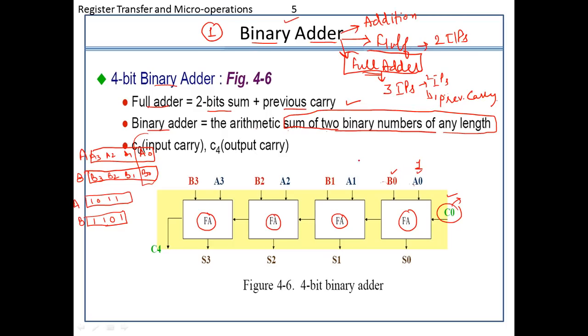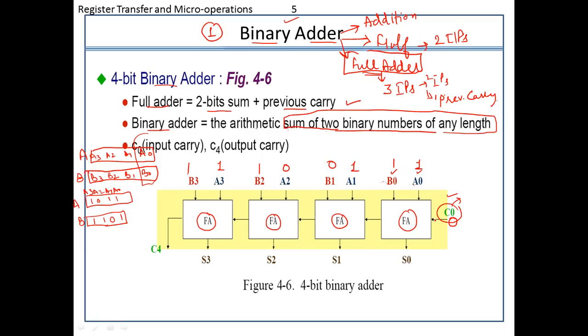The value of A0 will be 1, A1 is also 1, A2 is 0, and A3 is 1, because we always consider the value like this: A0, A1, A2, and A3, right? Similarly, for this case, the value of B0 is 1, B1 is 0, and the rest, B2 and B3, are 1, 1. So right now in this case, this previous carry is 0.